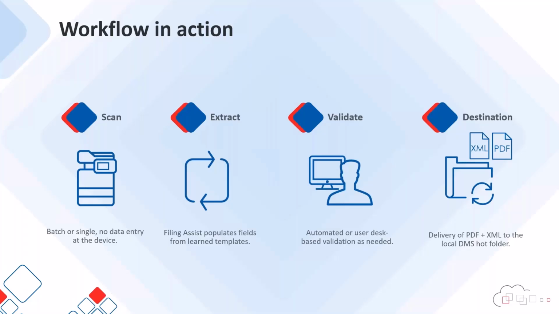As you can see on the screen, the workflow begins with scanning batches or single documents without manual data entry at the device. Finding Assist extracts the metadata automatically using OCR and the learned template. More on this later. Validation can be automated for speed or done at the desktop for control. Finally, the PDF and the XML files are placed in the hot folder and the DMS imports them for indexing. So let's look at a real-world example of all of this.